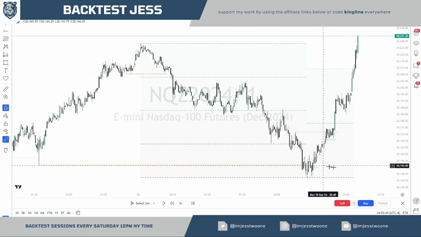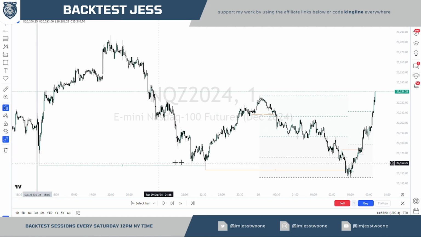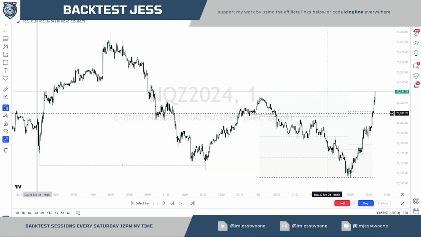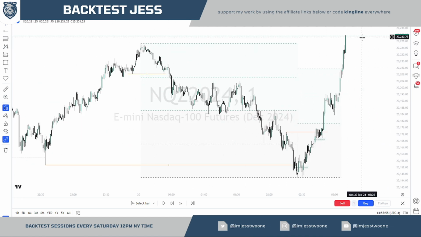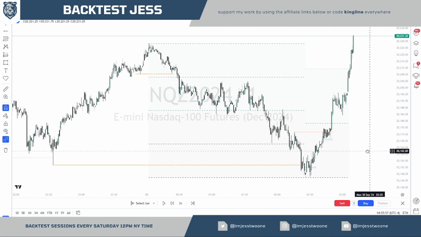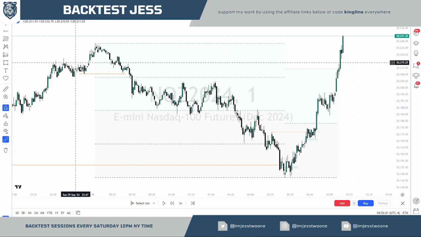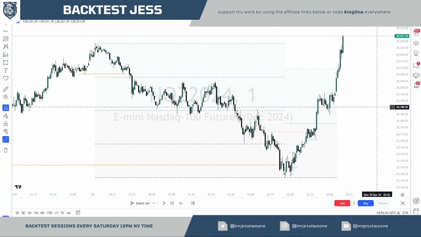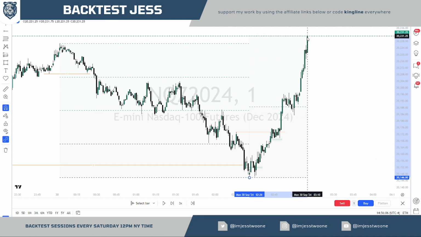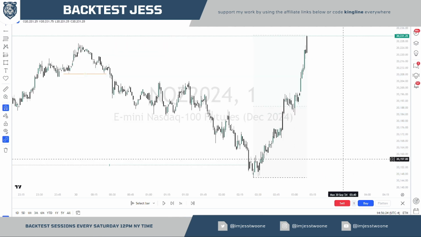So we have that Q3. We have the session lows. We also have midnight, right? So that would have been a way that you could have navigated price, right? So now we are above the high. We do in fact have a new range that we're dealing with. So now we're trading higher. We'll see how far this goes.